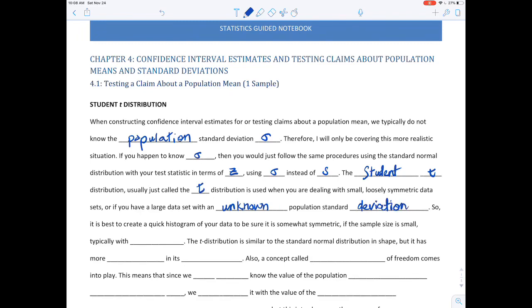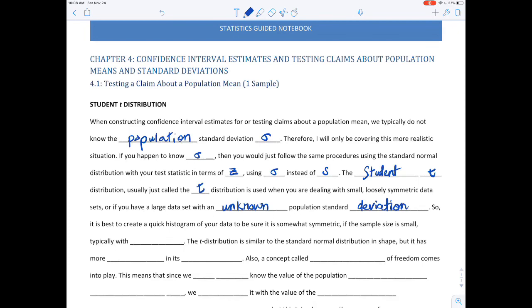It's really kind of interesting because this was named after somebody who worked at Guinness Brewery, and he wasn't allowed to publish under his real name because Guinness was worried about their recipe, and so he was able to publish under the name Student. So that's how it came about its name.